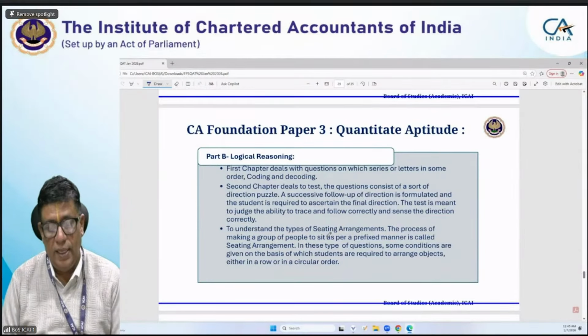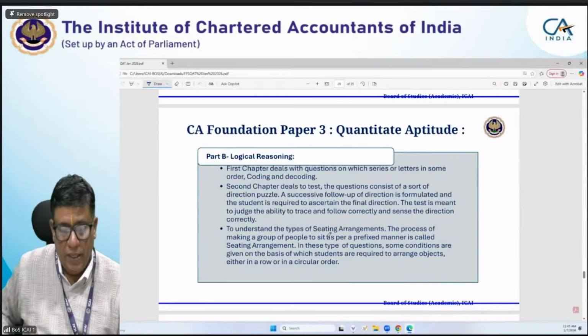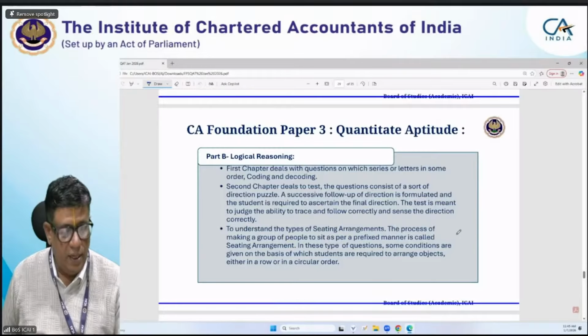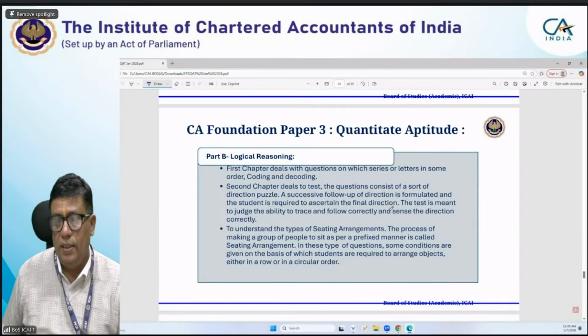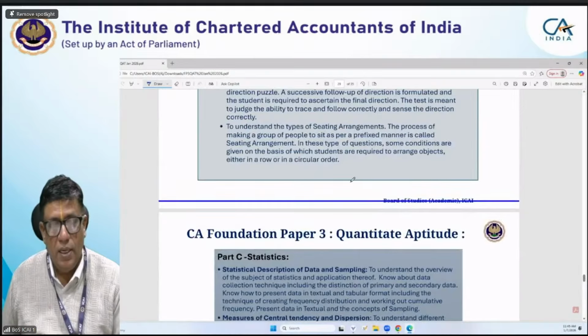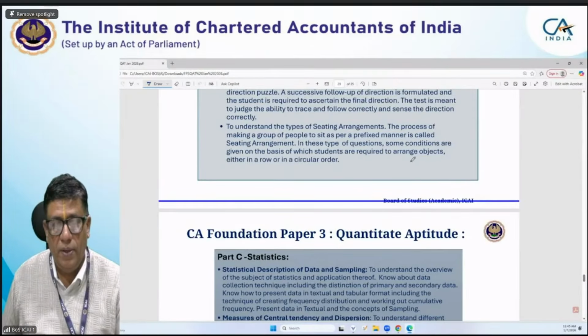Next, seating and arrangements are also very important questions, whether they are linear arrangements or circular arrangements. That is actually very important. Next, blood relation, last but not least, is also very important.